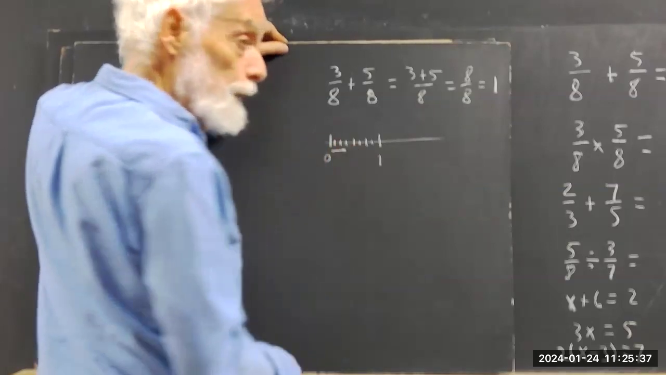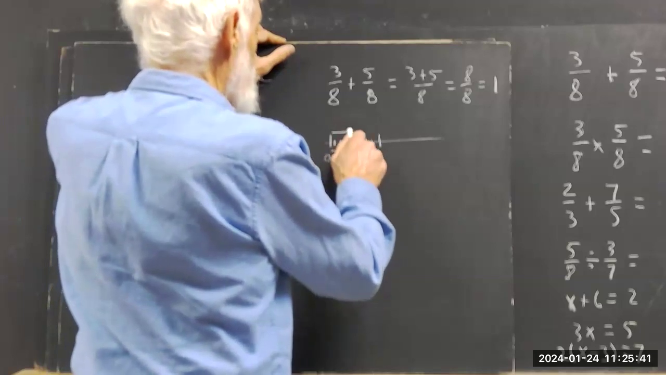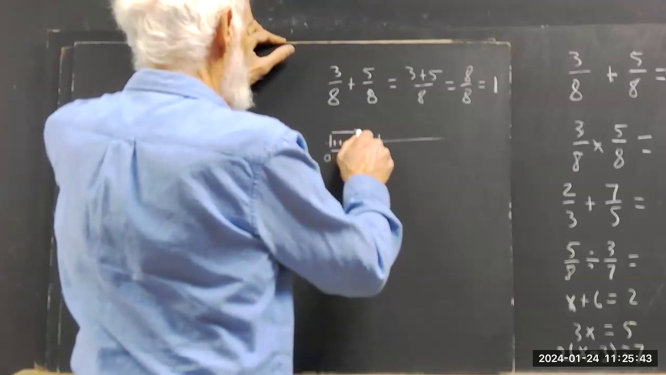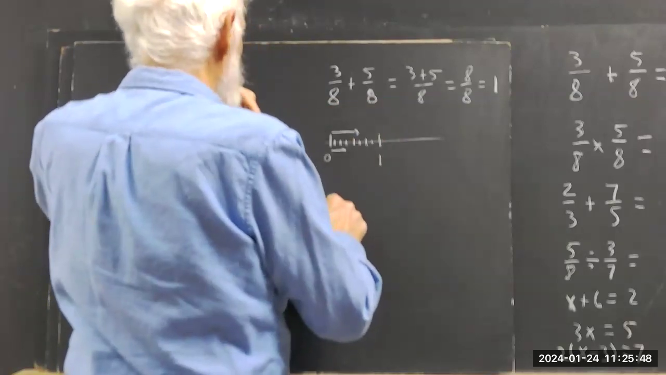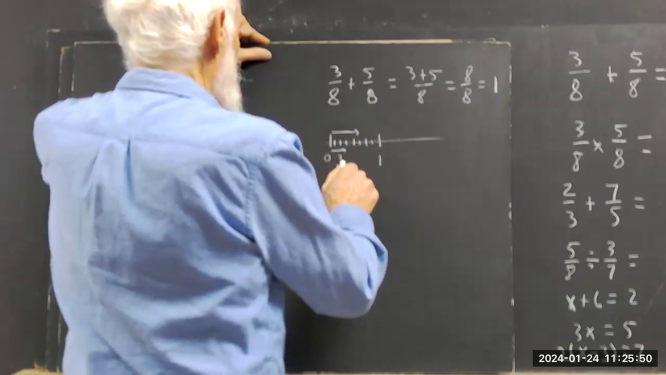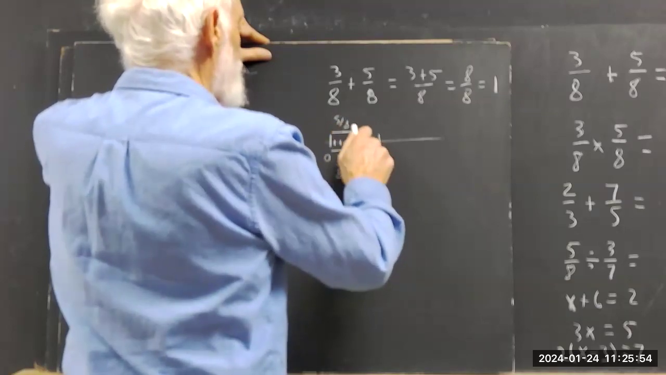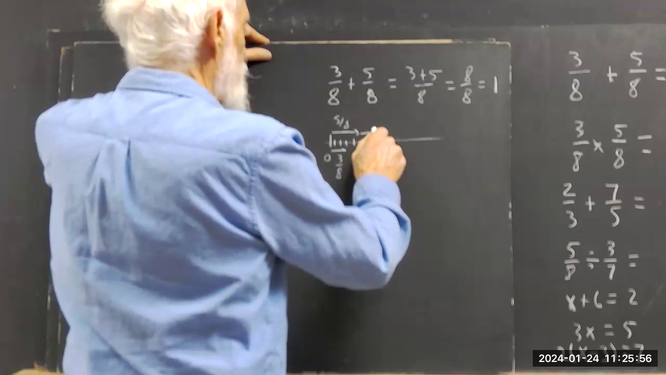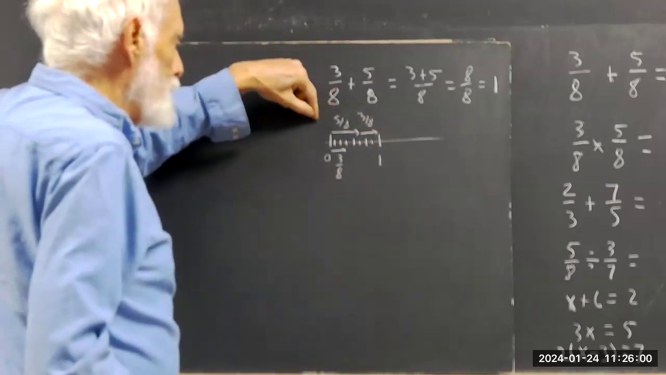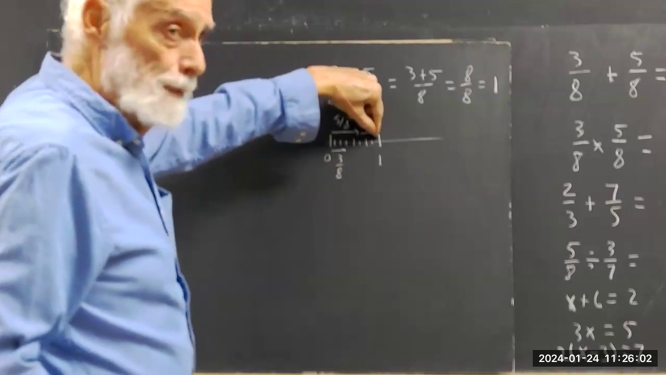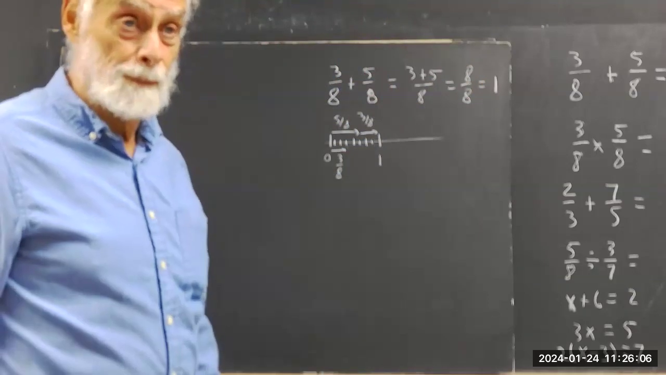1, 2, 3, right? 5/8 is 5 of them. That would go from here to here. So if I add 3/8 and 5/8, well, here's 3/8. Here's 5/8. If I add 3/8 onto the end of 5/8, I see that 5/8 and 3/8 add up to 1, which is 8/8, and I understand what the fractions mean.